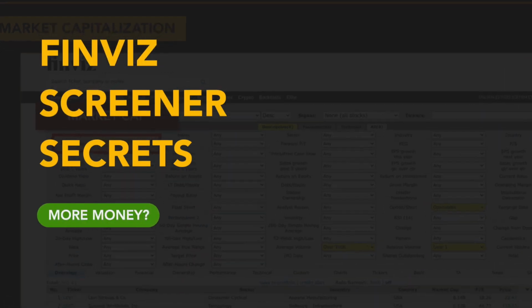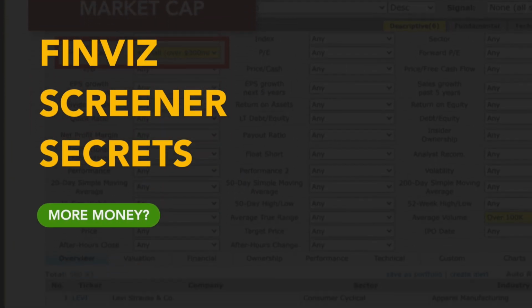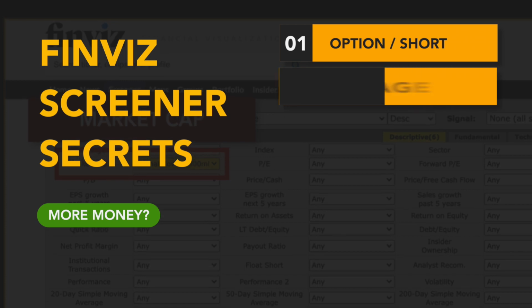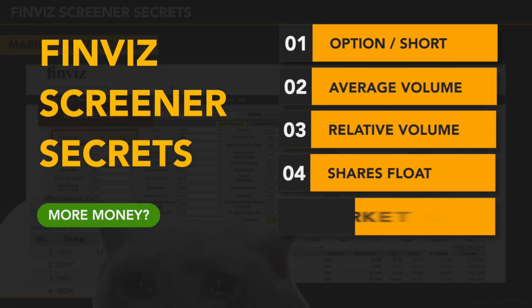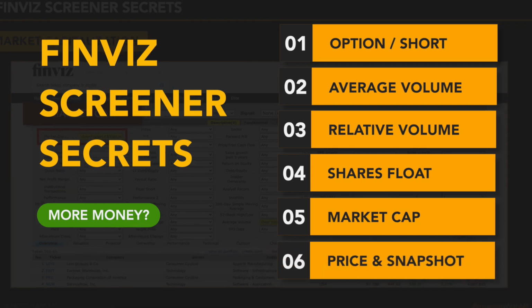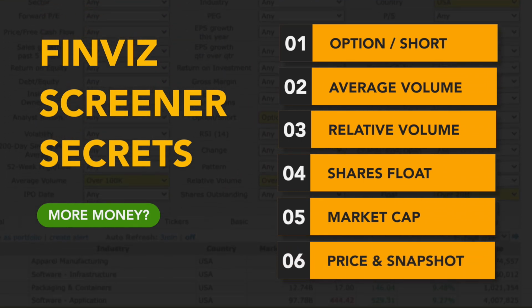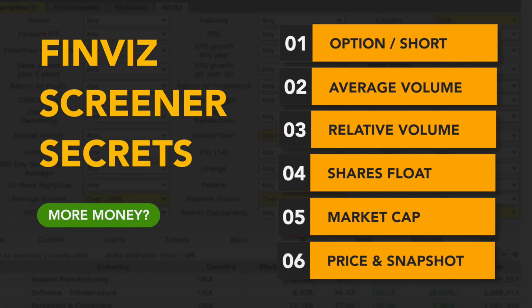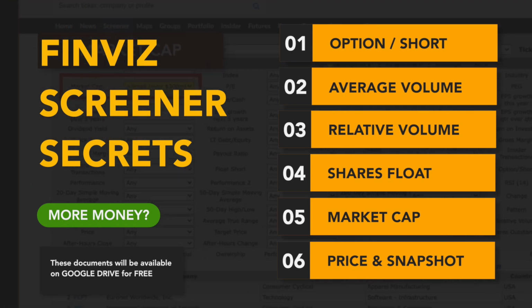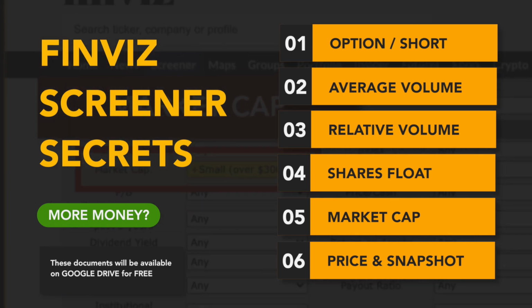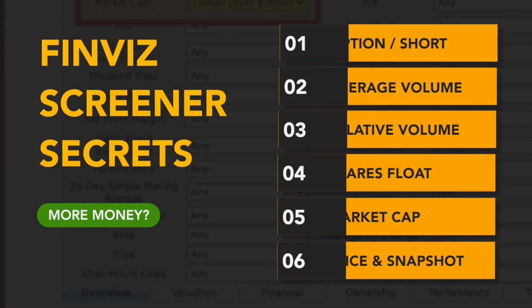Today, we will go over the most important Finviz screener settings and secrets. Every single day trader, swing trader, or investor should know these. It does not matter if you trade stocks or cryptocurrencies. You have to know these terms and the best ideal settings for them. We will deeply learn about these Finviz screener settings: options, average volume, relative volume, float, market caps, price, and the snapshot.